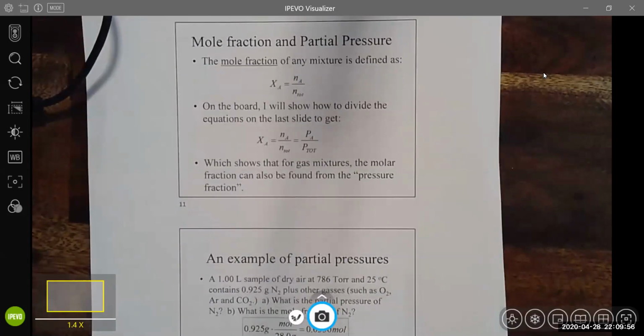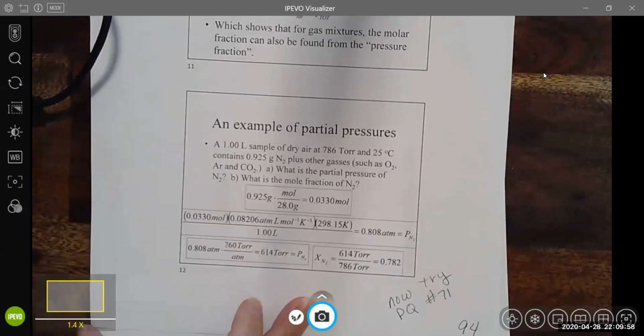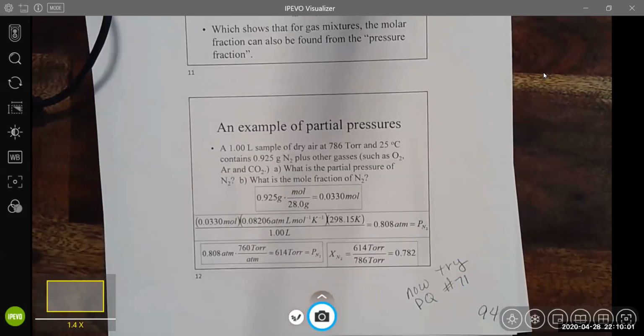So we're going to look at a problem down here that is given on the bottom of page 94. I'm going to just move that up here, okay? It says a 1 liter sample of dry air at 786 torr and 25 degrees Celsius contains 0.925 grams of nitrogen plus other gases, oxygen, argon, carbon dioxide. What is the partial pressure of nitrogen and what is the mole fraction of nitrogen? Okay, so we're looking for partial pressure, we're looking for mole fraction. So let's start with A. What is the partial pressure of nitrogen?